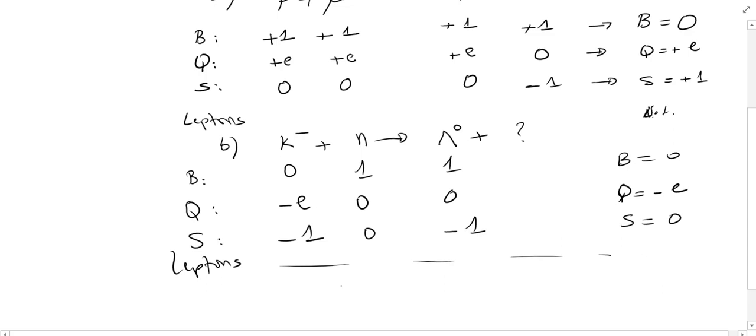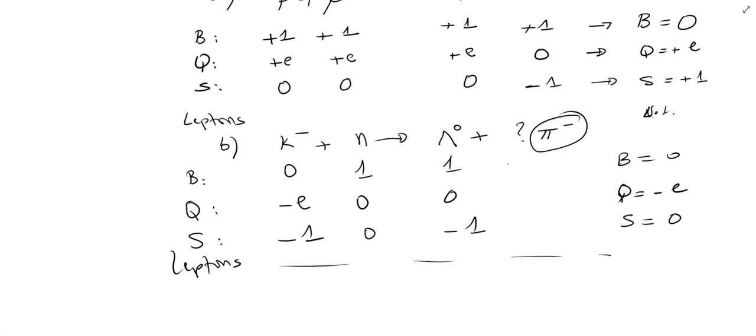So if we look at the table in here, the only particle that fits the bill, that has S equal to 0, baryon number that is 0, and a charge that is negative 1, negative e, is actually a pion with a negative charge. So that is the particle that's missing. I'll leave it to you guys to finish the other two reactions.